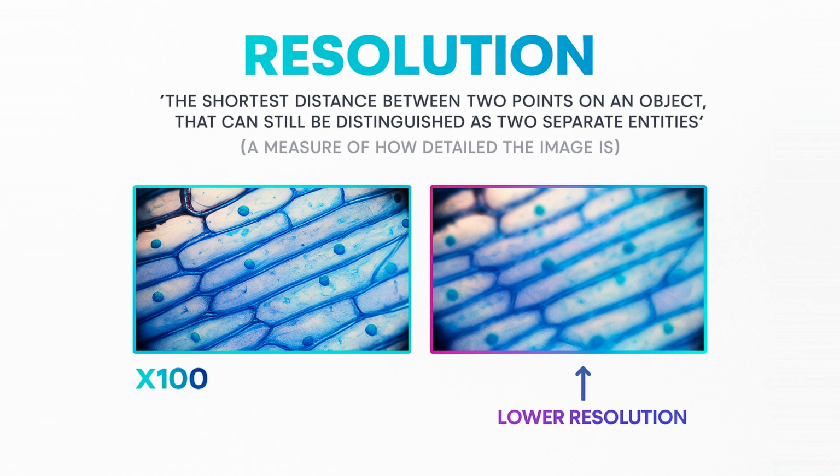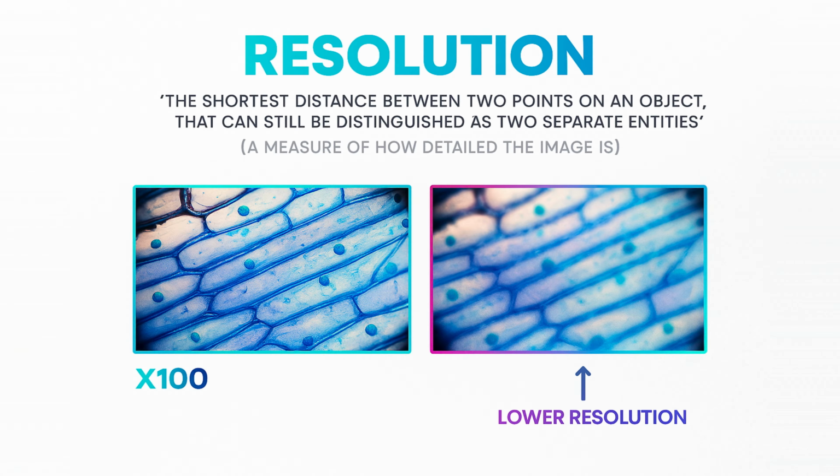For instance, if we look at 2 microscope images of the same onion cells, both magnified 100 times, they may appear the same size, but one may look sharper and clearer than the other. The clearer image has a higher resolution, while the blurrier one has a lower resolution. This means it cannot show as much fine detail. So, always remember that a higher resolution allows for more visible detail and reduces blurriness.